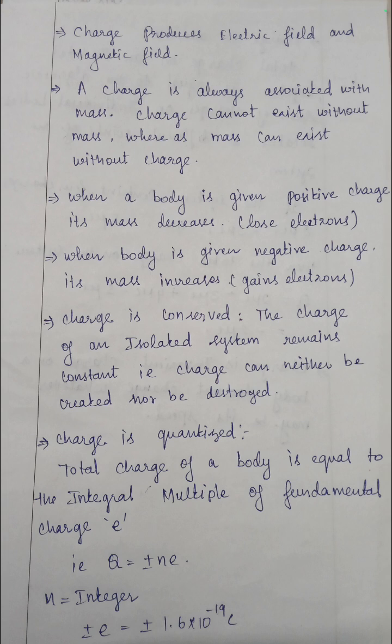Charge is conserved. That is, the total charge of an isolated system remains constant. It means we cannot create new charge and we cannot destroy charge. The total charge in nature is constant. That is what it means for charge to be conserved. Charge is quantized. Charge is quantized means the total charge of a system is a multiple of the fundamental charge e, that is 1.6 × 10^-19 coulomb.